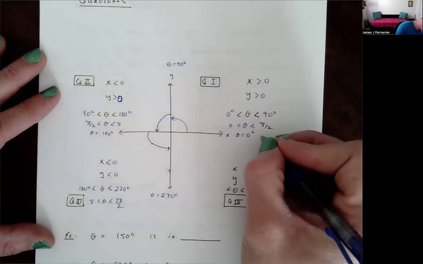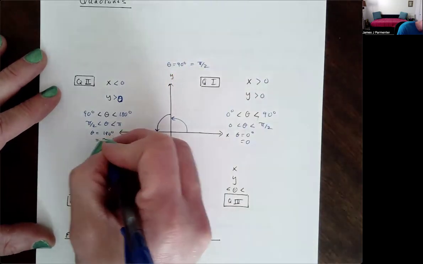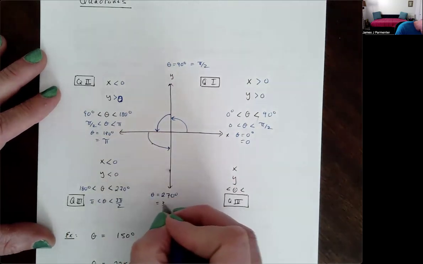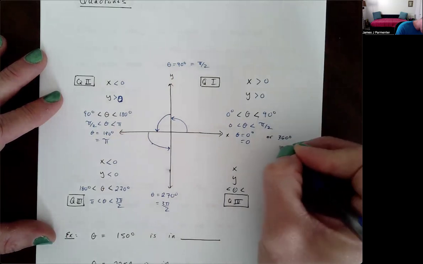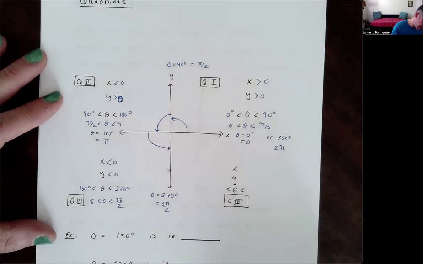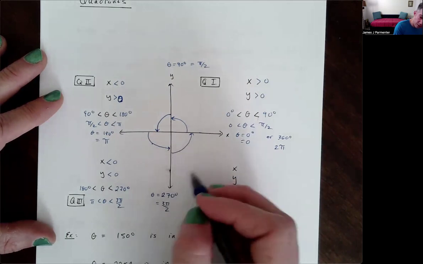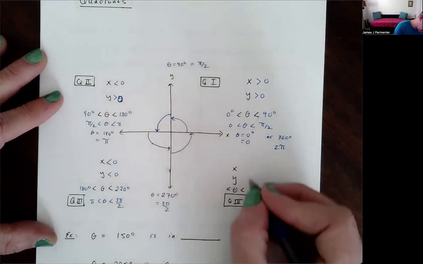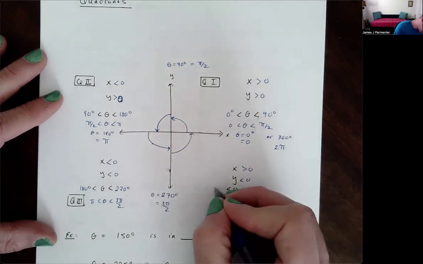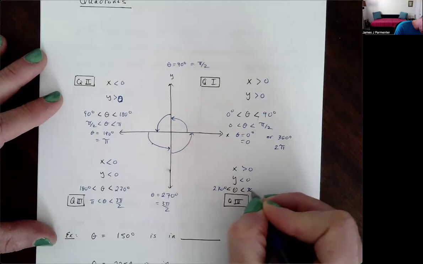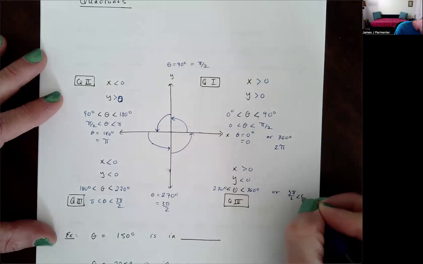I guess I could also write that this is equal to 0 radians. This is equal to pi over 2 radians. This is equal to pi radians. This is equal to 3 pi over 2 radians. Finally, one full revolution gets you back to 360 degrees or 2 pi radians. So to be over here in quadrant 4, well, now x is positive, but y is negative. Your angle is between, as I said, 270 degrees and 360 degrees, or between 3 pi over 2 radians and 2 pi radians.